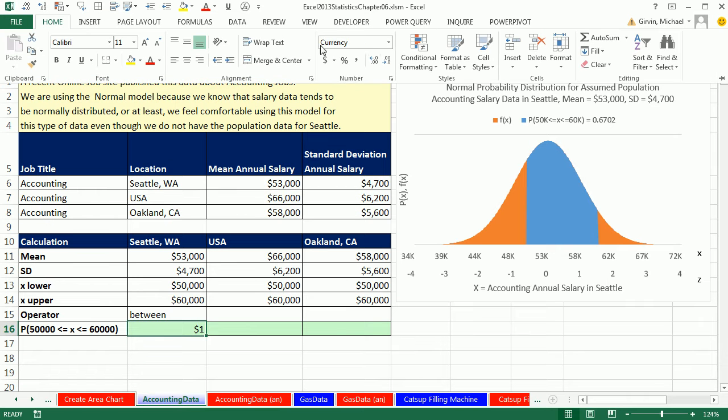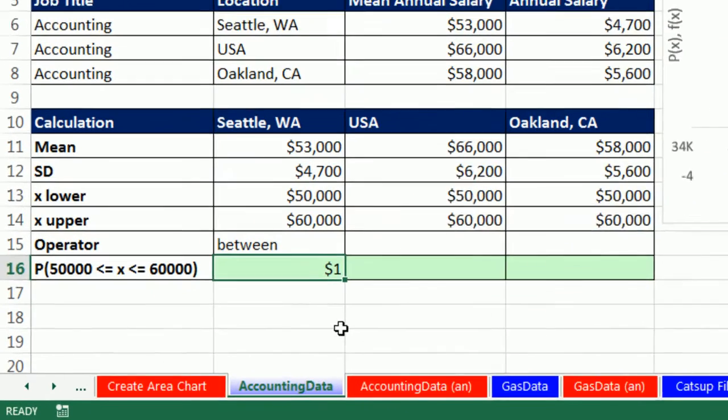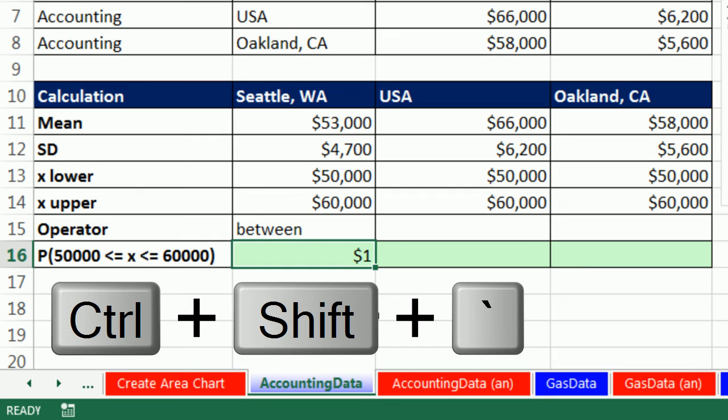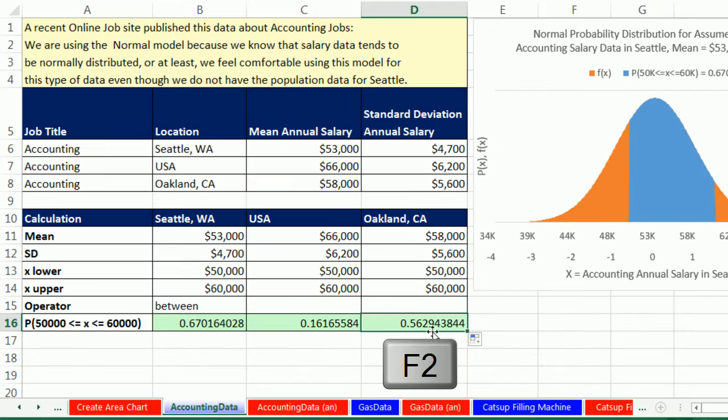I'm going to go up to Home. I can see up here in the number group, I select General, or I can use the keyboard Control-Shift, grave accent, or tilde to apply the general number formatting. That's the probability in Seattle of getting a job between 50 and 60,000. If I copy this over, go to the last cell and hit F2 just to make sure all the cell references are correct. 67% chance in Seattle, 16% in the USA. Remember, that's a pretty broad swath of accounting jobs, and 56% in Oakland.